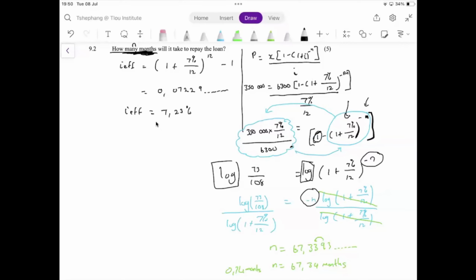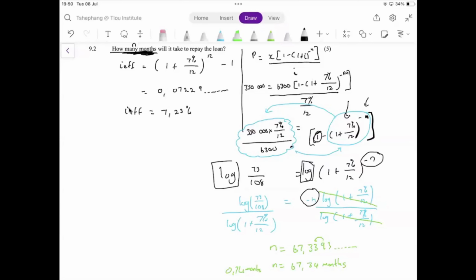Okay, so definitely it is 67 full payments. And then the 68th one is not a full payment. So you don't have to pay the full 6,300 rands. There will be a discount there.